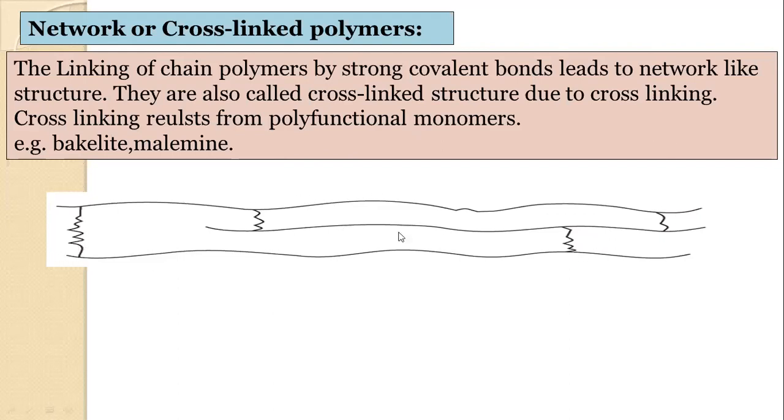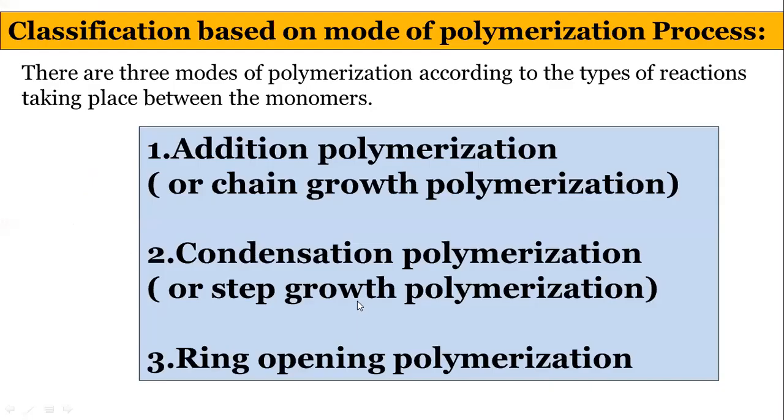Due to this, these polymers look like a network structure. That's why these polymers are called cross-linked or network-like polymers. Examples are important: bakelite or melamine. These are examples of cross-linked polymers, which means they are prepared with cross-linking by strong covalent bonds. Remember. Then the classification based on the mode of polymerization process.